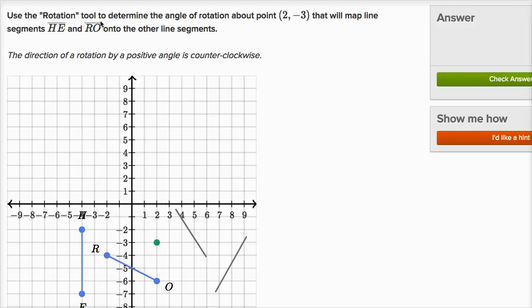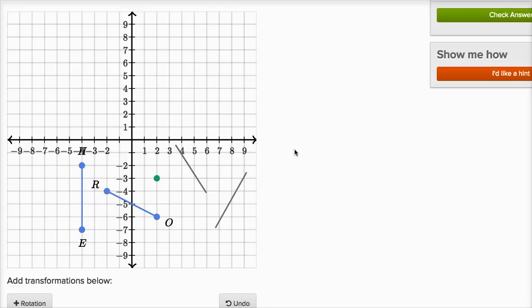Use the rotation tool to determine the angle of rotation about the point 2 comma negative 3 that will map line segments HE and RO onto the other line segments. So we want to rotate HE, this is segment HE, and this is line segment RO, and we want to rotate it around this point so that their images after the rotation map to these two right over here.